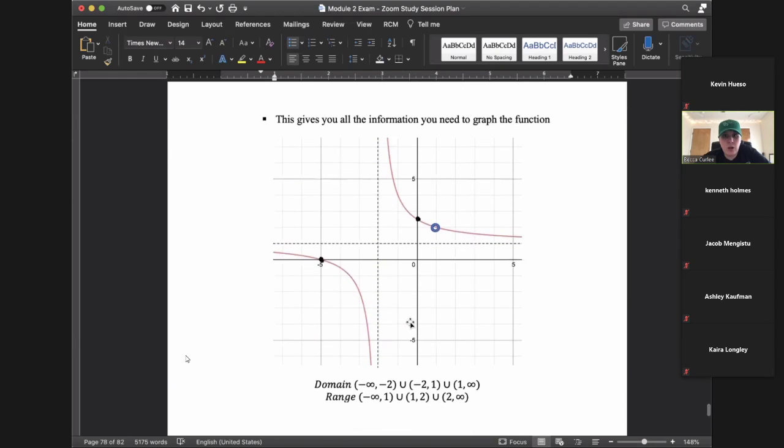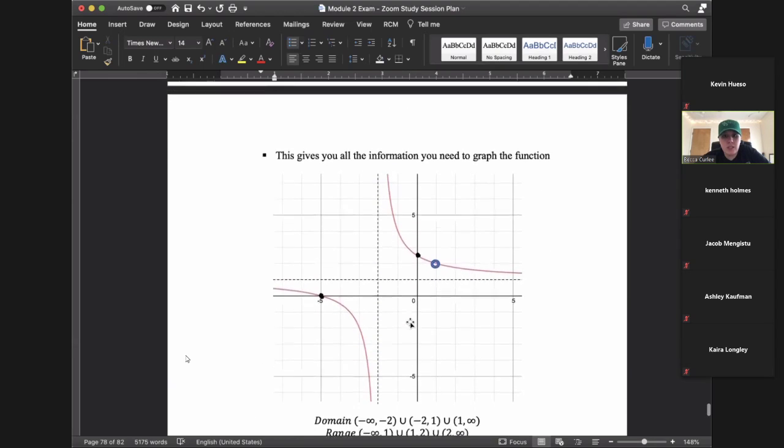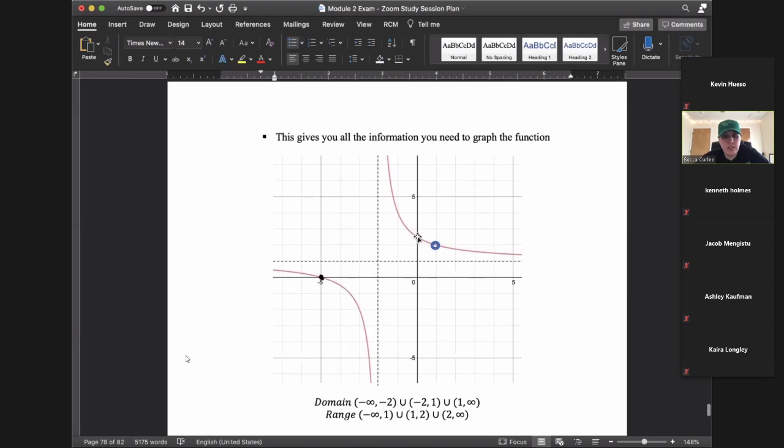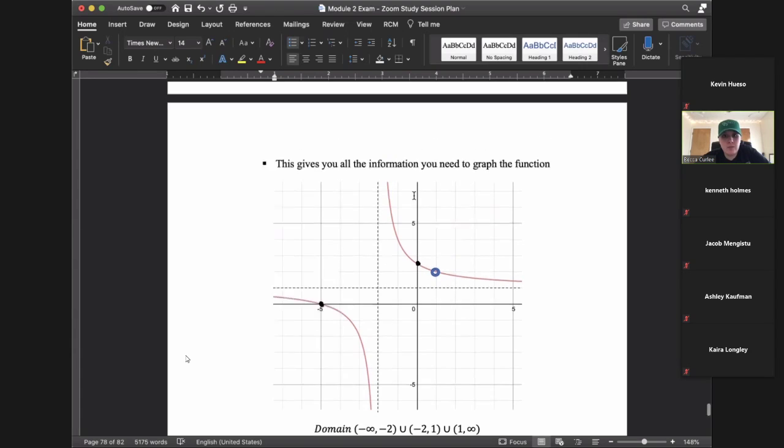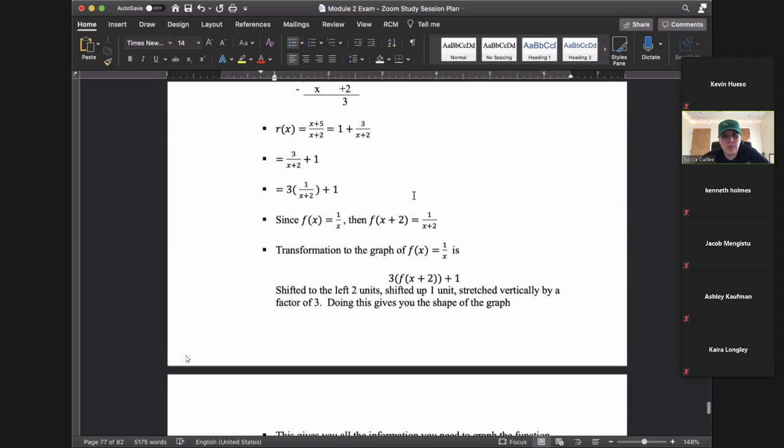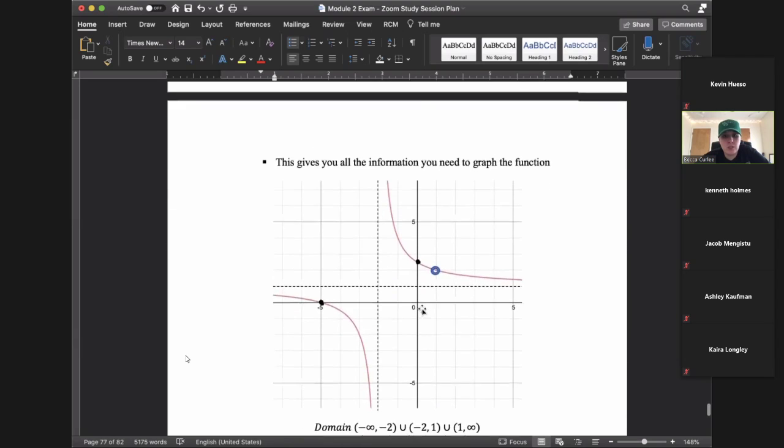So that really gives you all the information you need to graph a function. As long as you mark your x-intercepts, you mark your asymptotes, and you know the behavior of the function, you know what the graph is going to look like because it's a transformation of 1/x. So it's going to look just like 1/x.